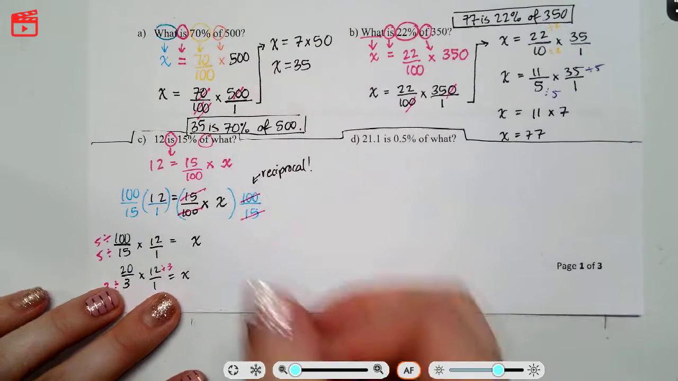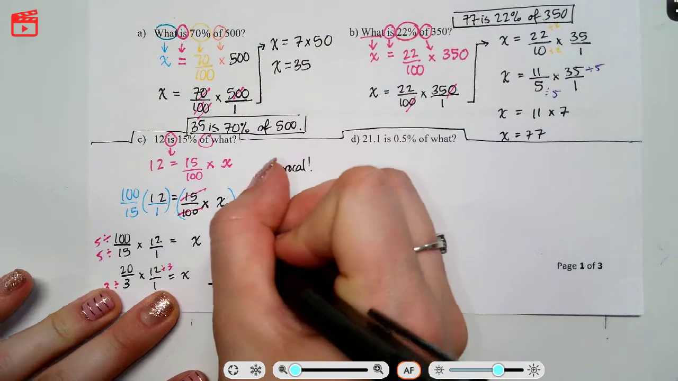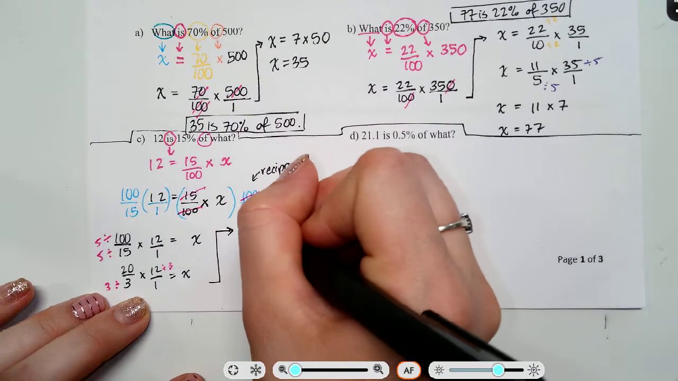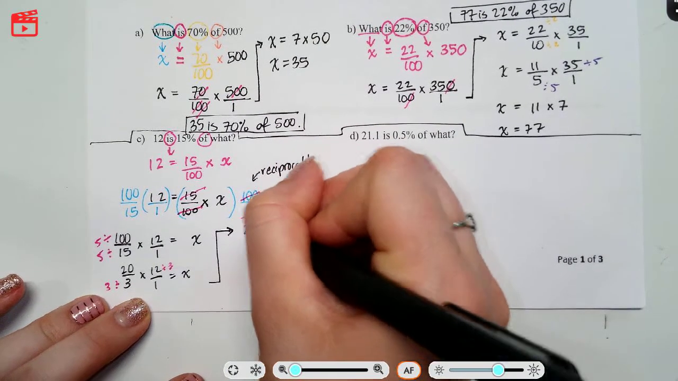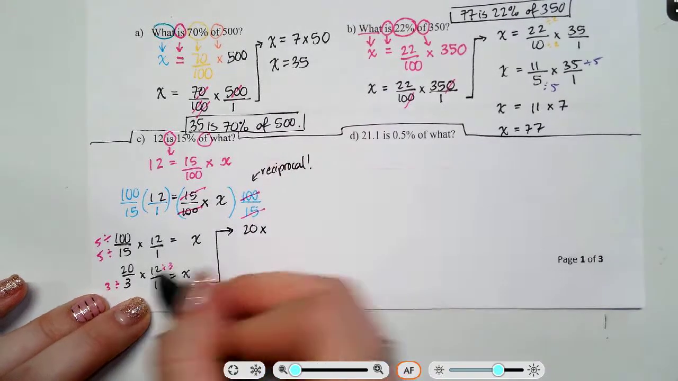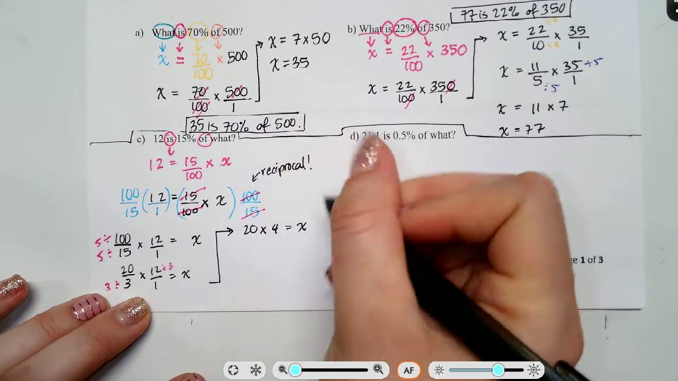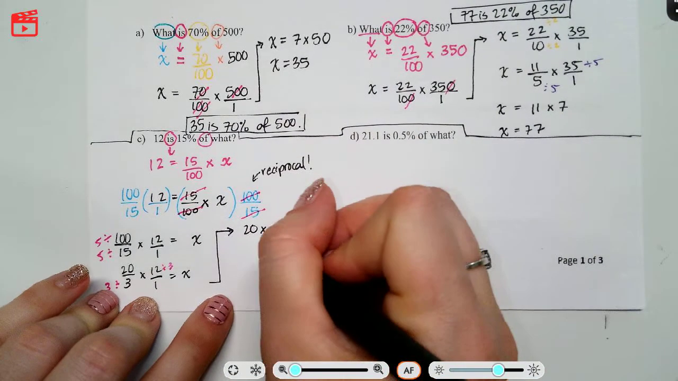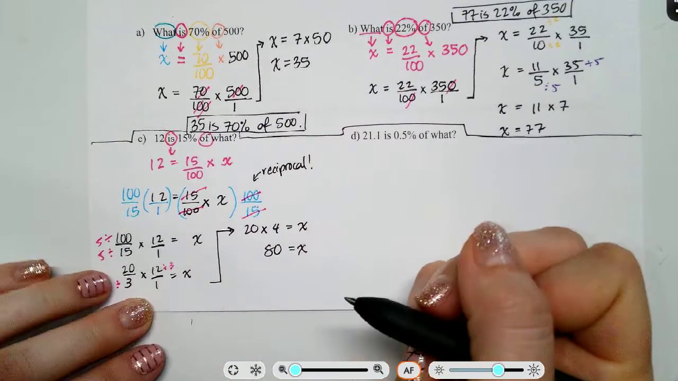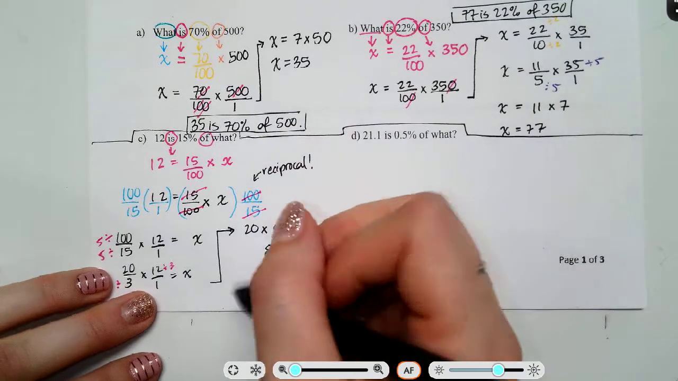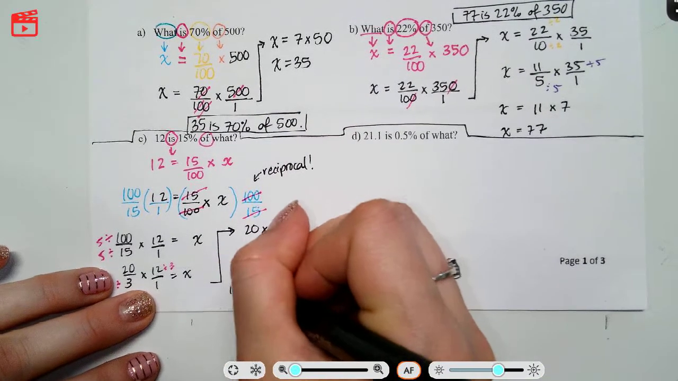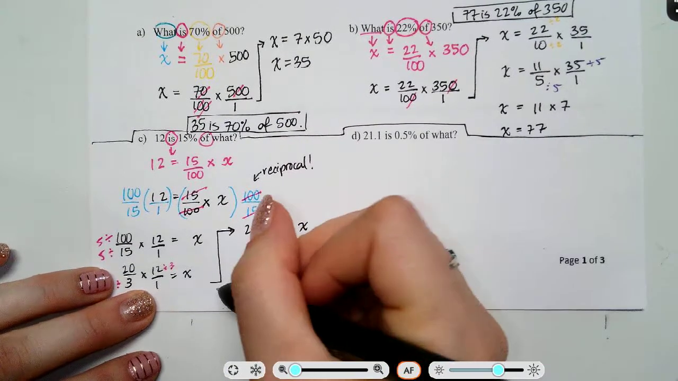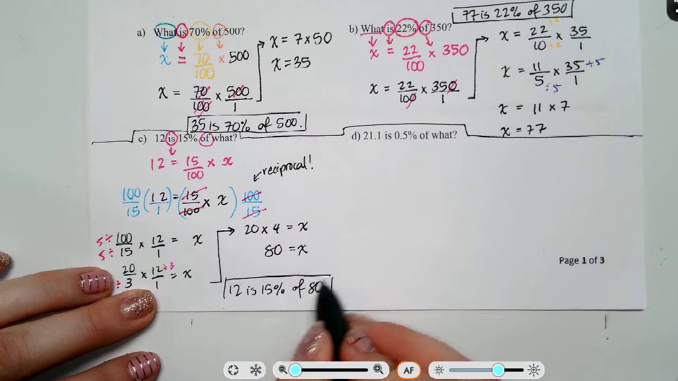Let's go ahead and bring this out over here. Things are getting squishy. It's going to be 20 over 1. So I'm just going to write it as 20 times 12 divided by 3 is going to be 4. Well, 20 times 4, I know that 2 times 4 is 8, and then I'll just tack on that 0, so I get 80. So x equals 80. All right, what is my answer? 12 is 15% of 80. There is my answer.